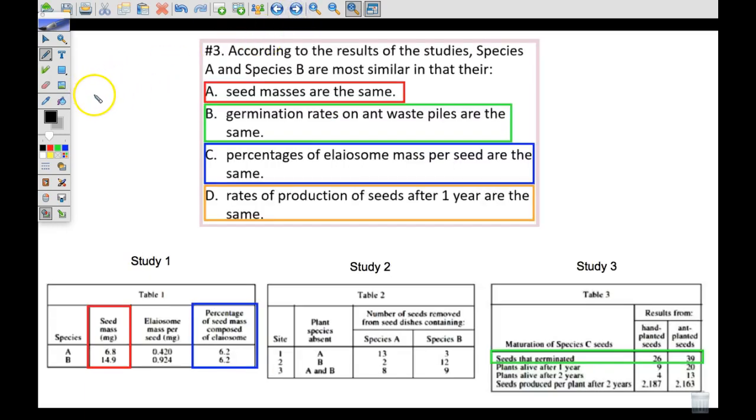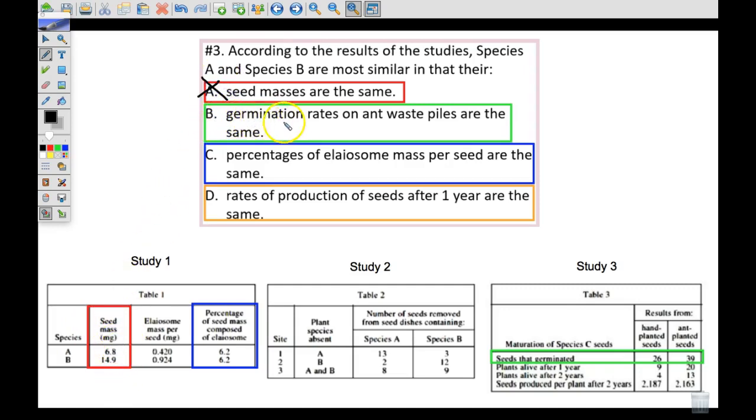In question number 3, you're actually comparing variables in all 3 trials, or all 3 experiments. So according to the results of the studies, species A and B were the most similar in which of the following options? So you'll have to look at each study individually to figure out what values are the same. So option A says that seed masses are the same. And looking at my data table, seed mass was measured in study number 1, and those numbers are very different, so A is not an option.